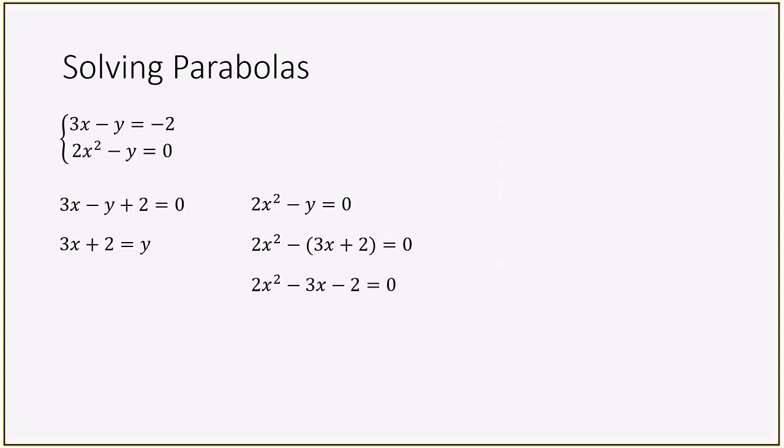So then I distribute my negative to both terms, and then this looks kind of like a factor by grouping problem, or maybe if you're really good with the quadratic formula, you can use the quadratic formula. I like factor by grouping, so let's see if factor by grouping works.